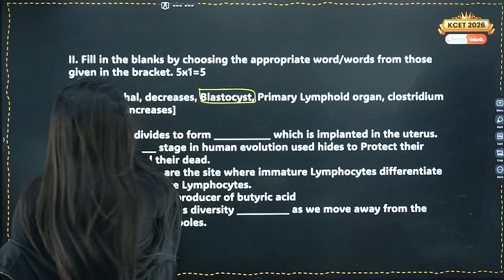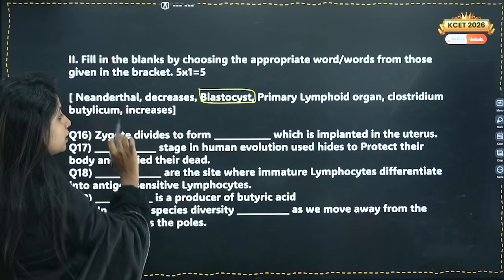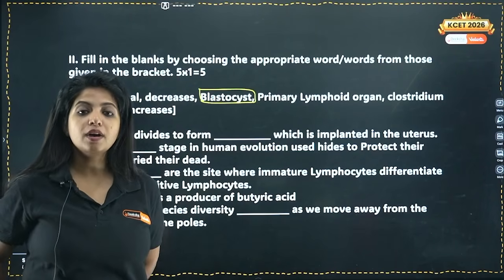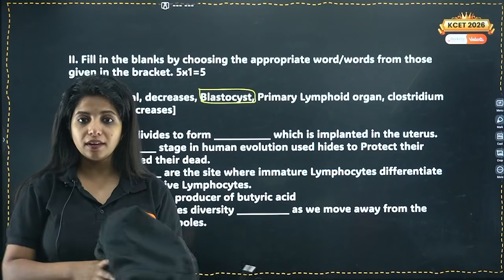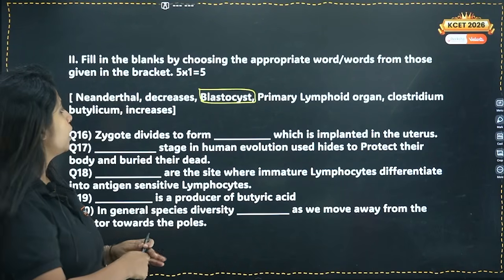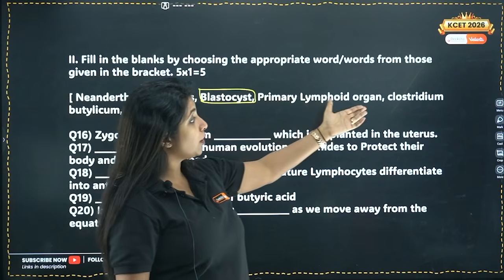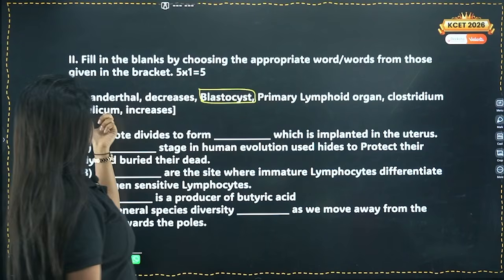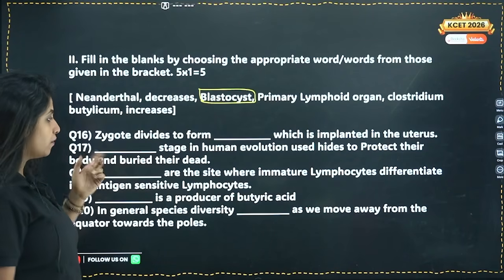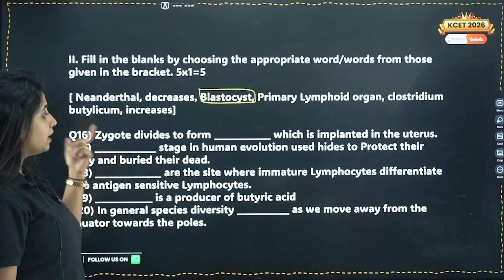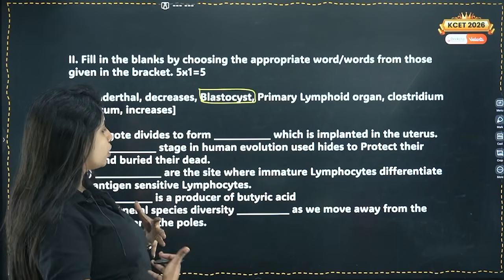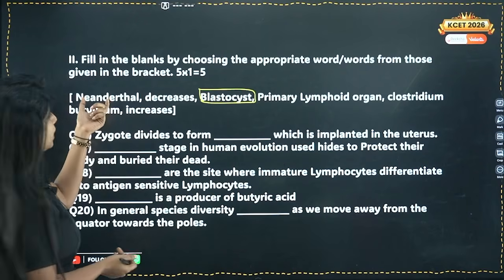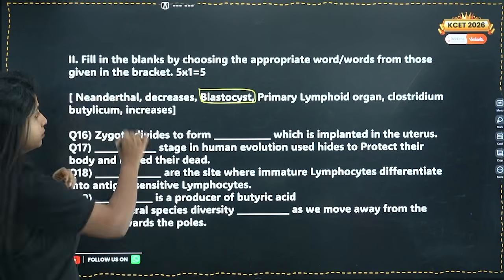First of all, go through this option. Neanderthal man. Neanderthal was basically the first organism to cover their body and bury their dead relatives, right? That was Neanderthal. Decreases, primary lymphoid organs, Clostridium butylicum, and increases is given. Okay, fine. Now we can easily find. 17th question. Stage in human evolution that used hides to protect their body and bury their dead. It is what? Neanderthal man.